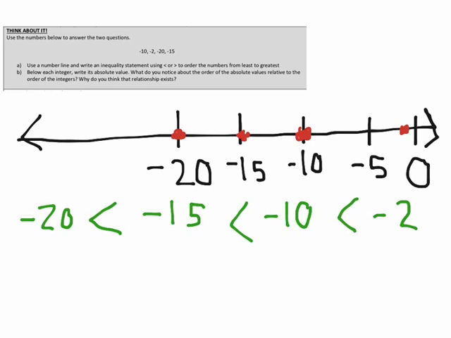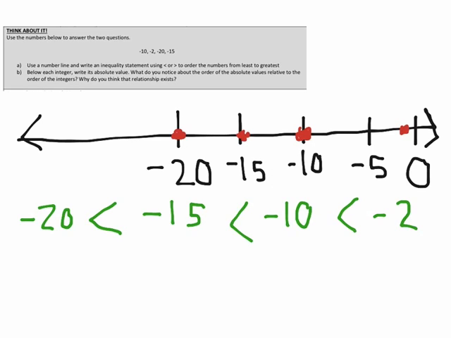Okay, so B says below each integer, write its absolute value. What do you notice about the order of the absolute values relative to the order of the integers? Why do you think that relationship exists? Here you're going to pause the video and come back, and we are going to discuss the absolute values of the numbers together. Then you will return to this video. So pause now.